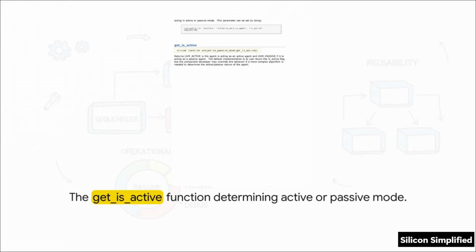And looking at the exact SystemVerilog implementation, this is handled beautifully by the get_is_active function, which dictates which configuration the agent should take on. You usually set this up via an integer parameter right in the configuration database. Depending on whether it returns UVM_ACTIVE or UVM_PASSIVE, the agent's build phase dynamically decides, okay, do I instantiate the driver and sequencer, or do I just spin up the monitor?